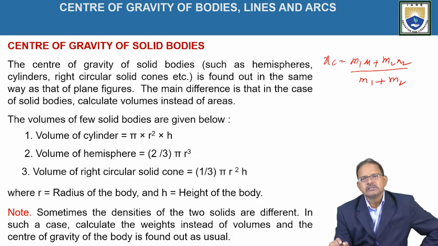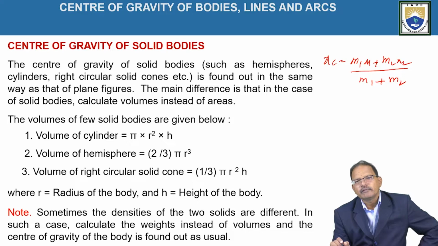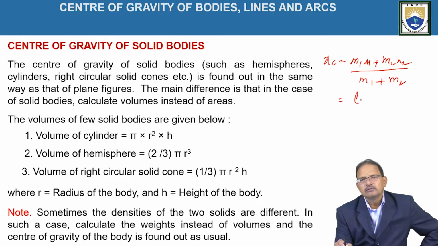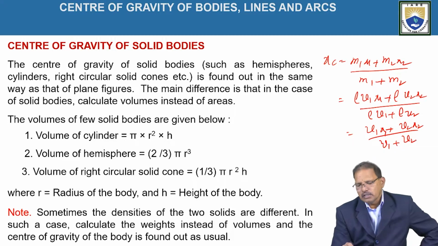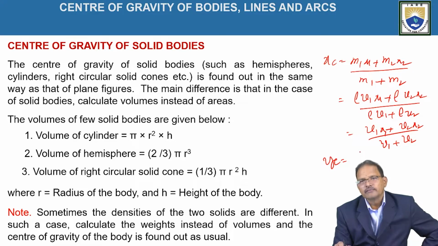If the density of the material is same, that is the composite figure, if it is made up of same materials, it can be written as rho v1 x1 plus rho v2 x2 divided by rho v1 plus rho v2. Simply it can be written as v1 x1 plus v2 x2 divided by v1 plus v2. This is representing the position of the centroid, that is x coordinate for the given solid. Similarly, yc is equal to v1 y1 plus v2 y2 divided by v1 plus v2.